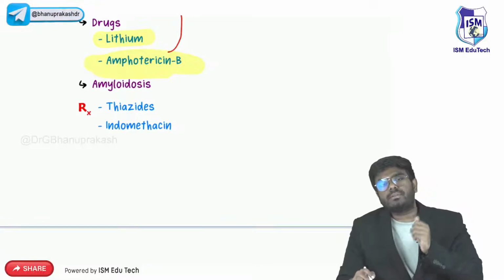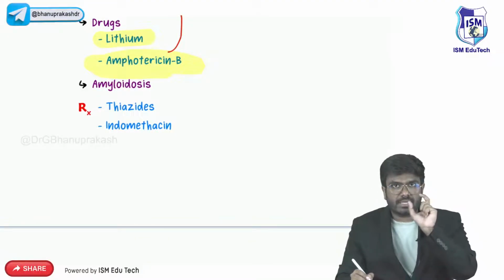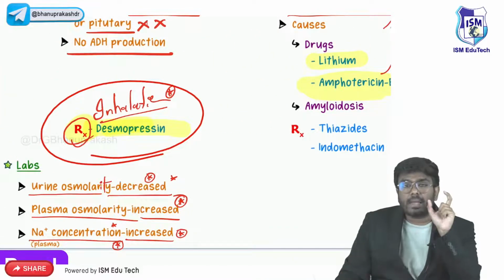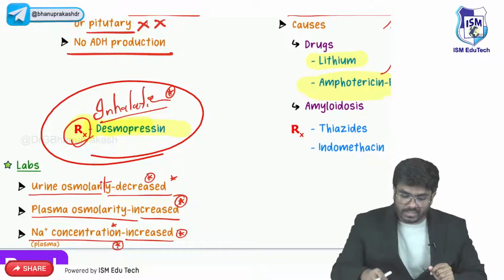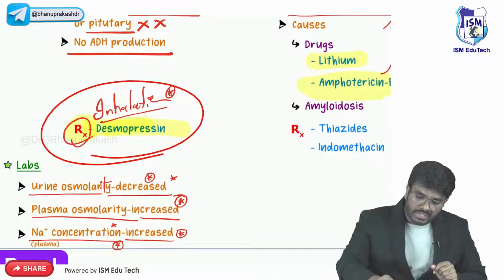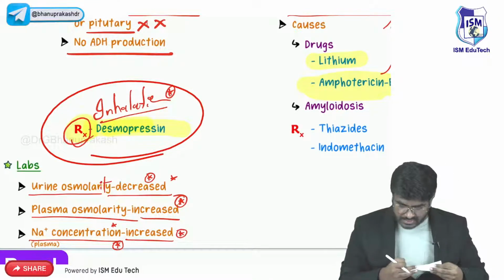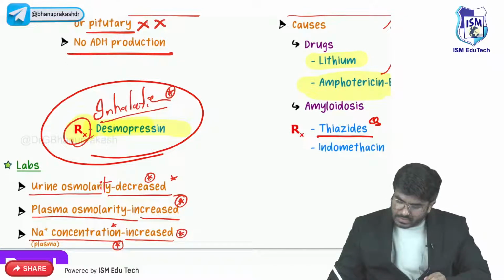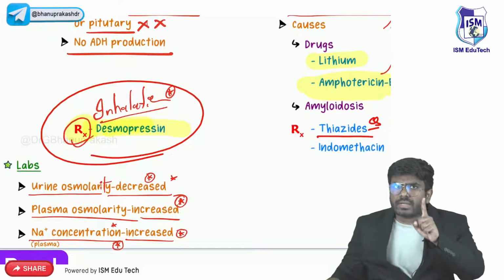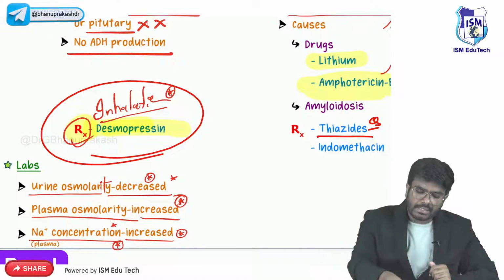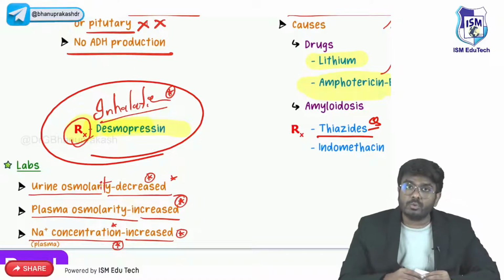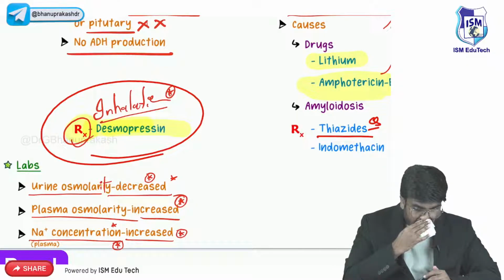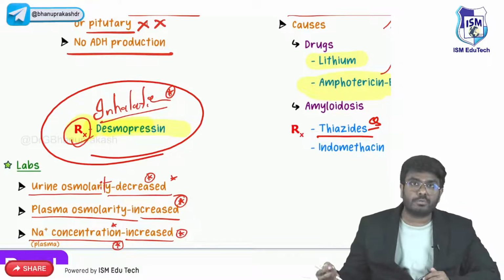Now, what is the treatment? This is an MCQ thing. For central diabetes insipidus, the treatment is done with desmopressin. But for nephrogenic diabetes insipidus, the treatment is done with the help of drugs like thiazide diuretics. So thiazide diuretics are used in the treatment of nephrogenic diabetes insipidus. And don't forget, thiazide diuretics act on which part of the nephron? Thiazide diuretics are used to block the sodium chloride importer on the distal convoluted tubule.